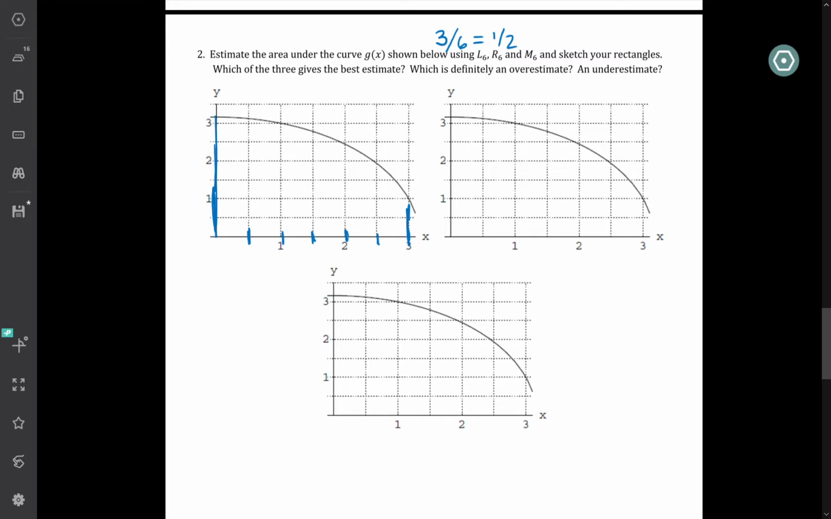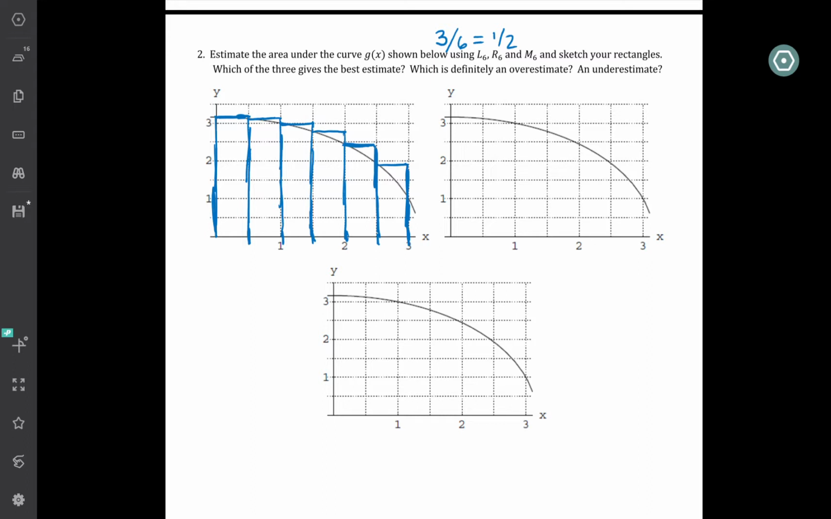Okay, so first we're supposed to do the left-hand sum, which means our picture looks like this. You can tell that the left-hand corner determines the height of the rectangle. The top left corner should touch the curve. Okay, so there's my picture for L sub 6.